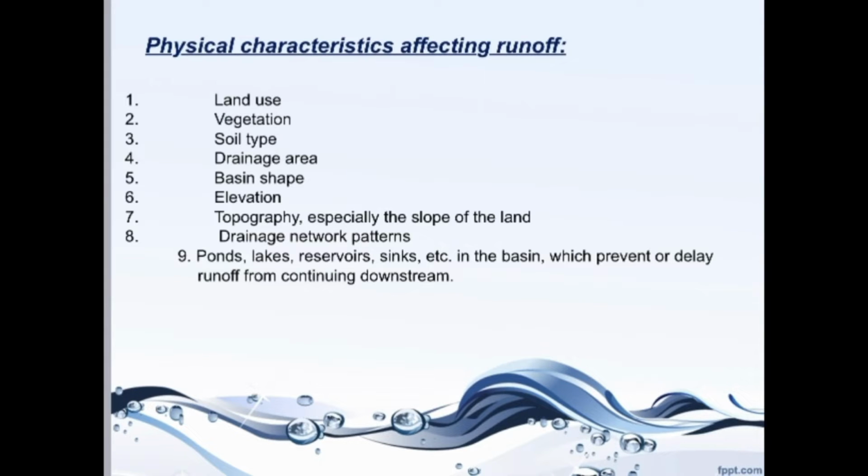Here are the physical characteristics affecting runoff. Number 1, land use. Next, vegetation. Another, soil type. Drainage area, basin shape, elevation, topography, especially the slope of the land, drainage network patterns, and ponds, lakes, reservoirs, sinks, etc. in the basin, which prevent or delay runoff from continuing downstream.